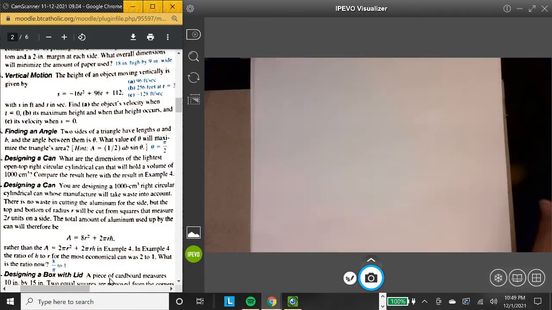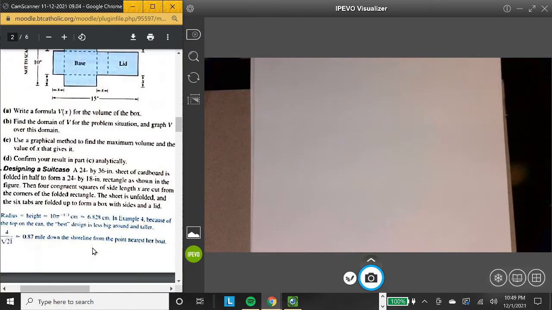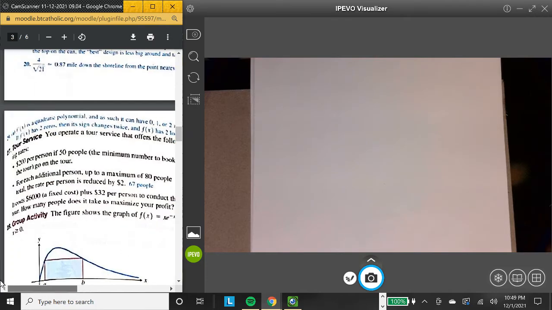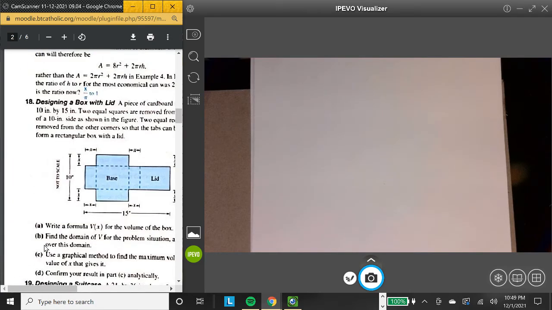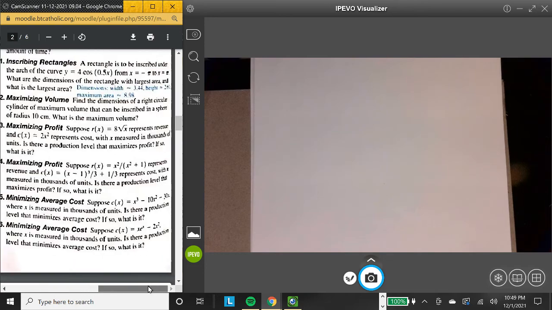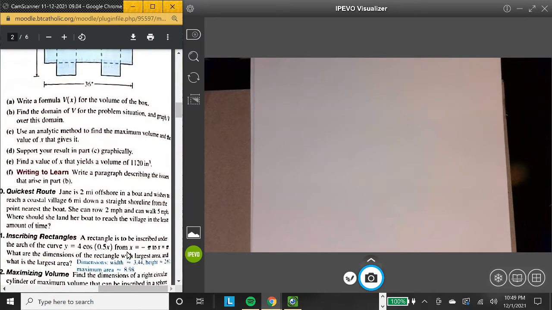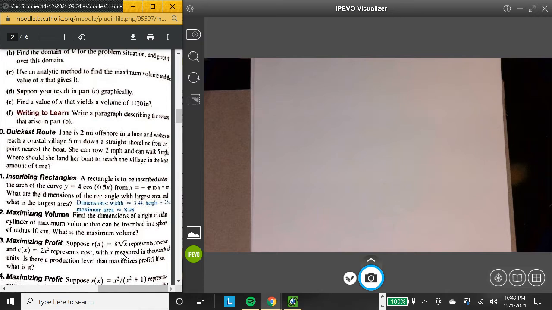I think 20 is the hardest one in the homework. Okay. I went too far. That's 19. Quickest route. This is number 20.